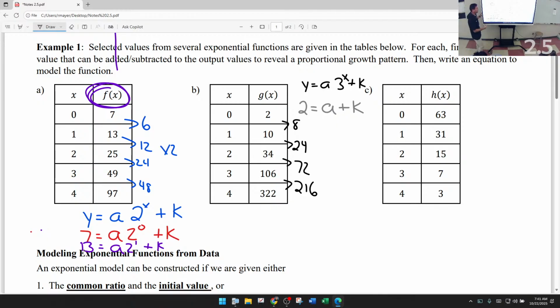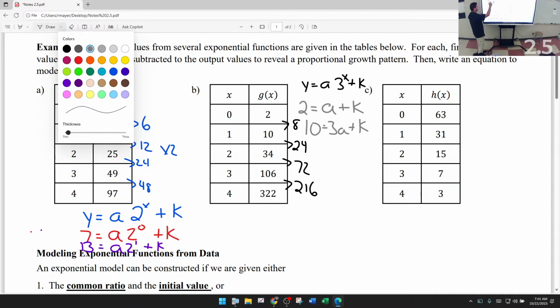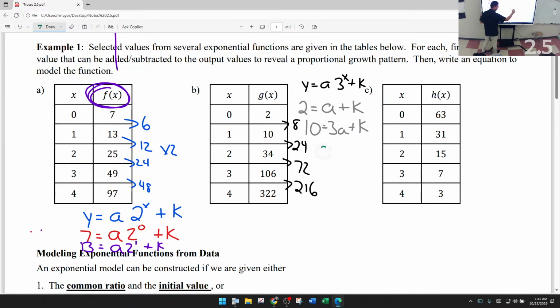And so then I got to use my second equation. And my second equation is now going to be 10 equals 3A plus K. How'd I get that? Well, there's my Y value, 10. And 3 to the 1, that's my X, is 3. Now we can use elimination or substitution or whichever one you want. I would eliminate. If I eliminate, I'm going to put this one on top, it's going to be 8 equals 2a, and a will be 4.